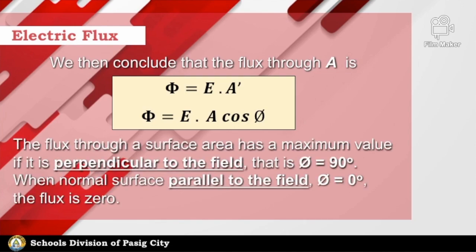The flux through a surface area has a maximum value if it is perpendicular to the field. When the normal of the surface is parallel to the field, angle theta is equal to 0 degrees. Therefore, the flux is 0.